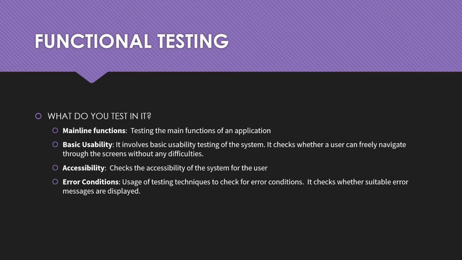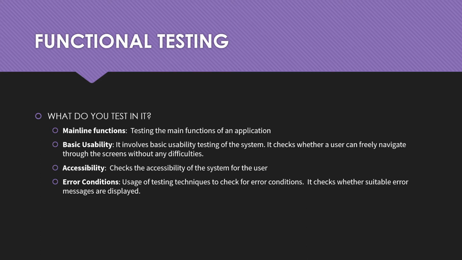And then what do we test? The first is mainline function. Mainline function is testing the main function of an application. So we test what the purpose of this application is. Maybe like Gojek or Grab. The main function is we get the driver, just like that.